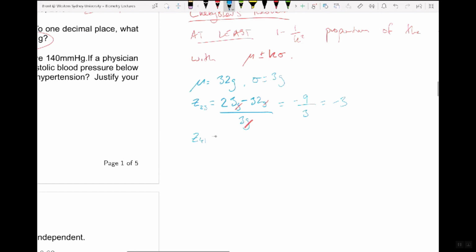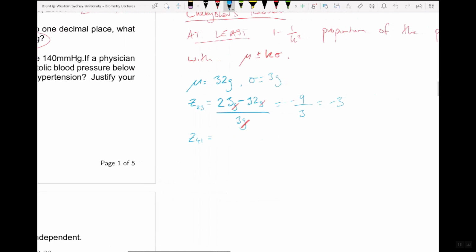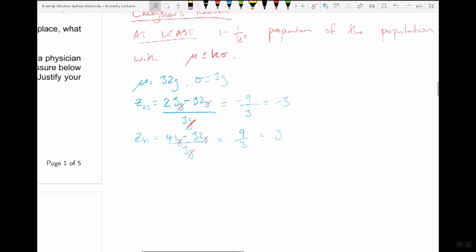How many standard deviations is 41 from the mean? So I go 41 minus the mean, divided by the standard deviation, and I get +9 over 3. It's +3. So it is 3 standard deviations above the mean. So now I know what I'm looking at. The range that I'm looking at is the mean plus or minus 3 standard deviations. So we have k equals 3 in Chebyshev's theorem.